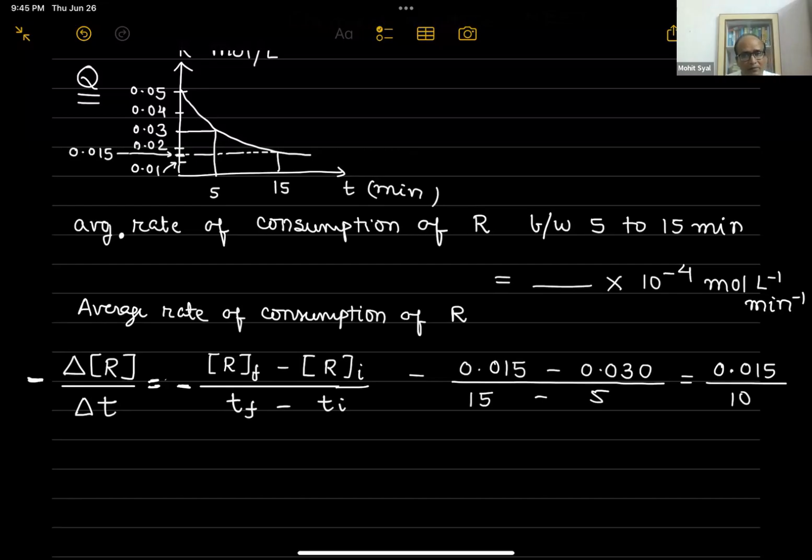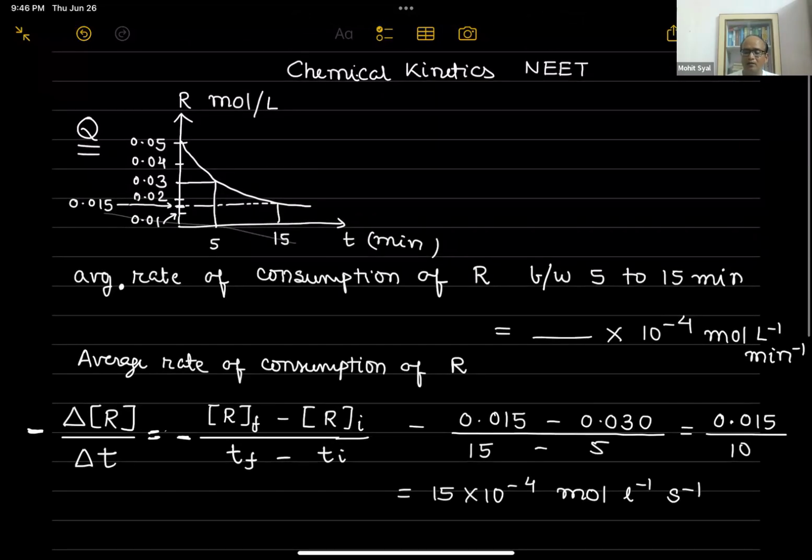In the numerator, you are having mole per liter as the unit. In the denominator, you are having minutes as the unit. So it is going to be 15 into 10 to the power minus 4. Is it clear or not? Yes. So the answer is 15. This is the answer, right? Let me move on to the next question.